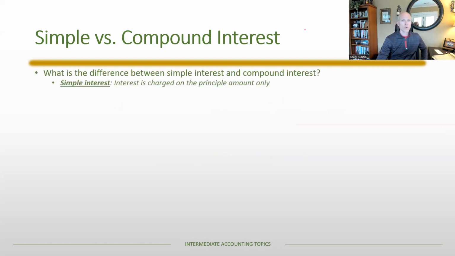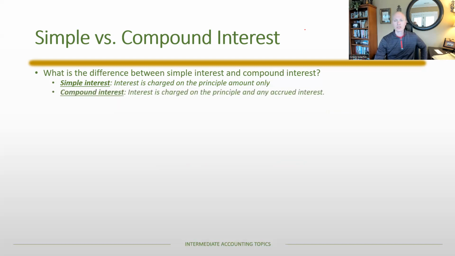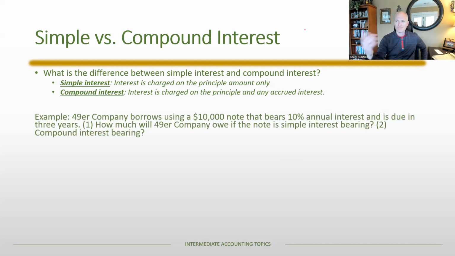So what is the difference? First of all, simple interest is where interest is charged only on the principal amount, whereas compound interest is charged on the principal and any accrued interest. The key difference really is that you pay interest on the interest in addition to interest on the principal. And I think illustrating that is probably the easiest way to do it.